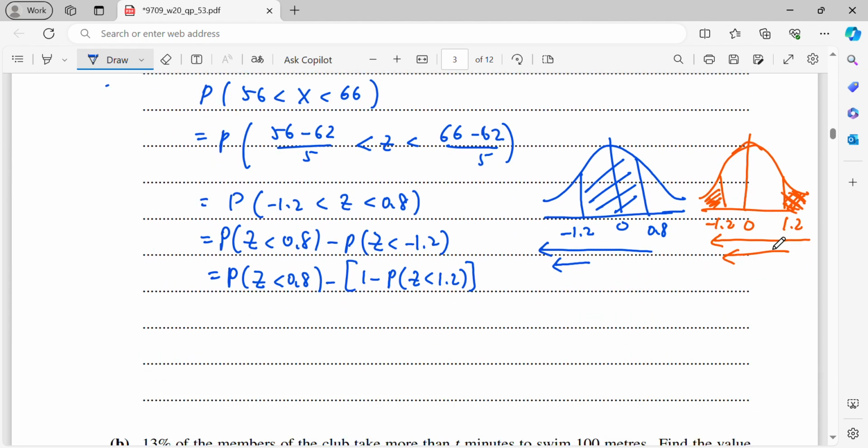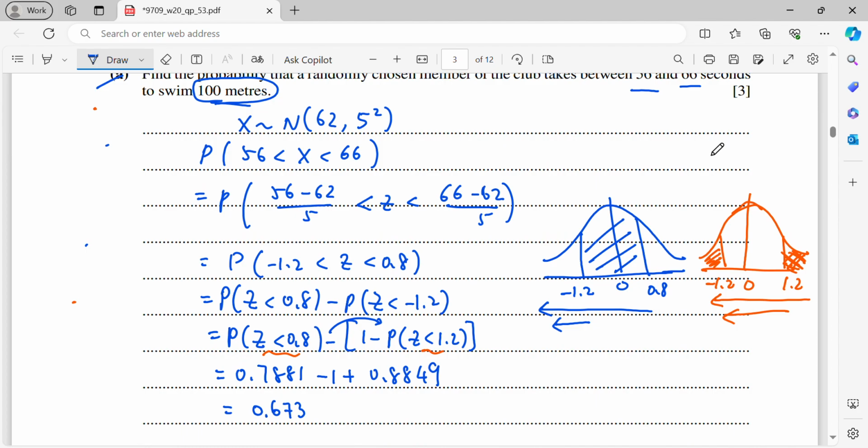Okay, then here I will be getting 0.7881 minus 1. The minus, you bring it in, it will be plus 0.8849. So just get these two probabilities from the table. Just read it from the table. Then lastly, you will be getting 0.673. So this is the solution of this A.